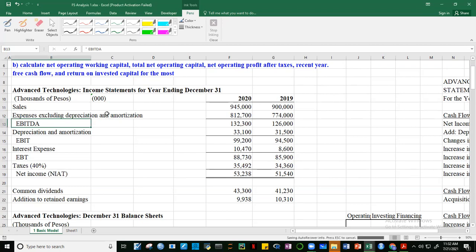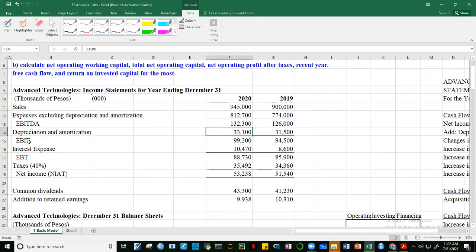So 945 less 812, you have 132. We just subtracted this. And we see that EBITDA increased from 126 to 132. All right, then we have depreciation and amortization. Ito yung non-cash expense natin.